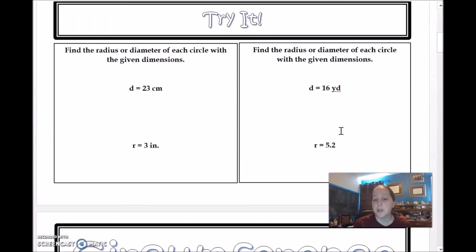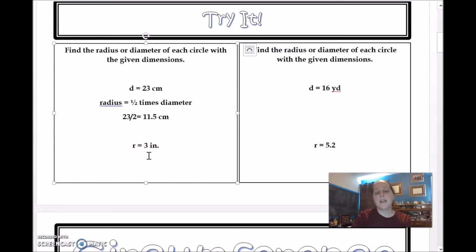All right, now that you've had a chance to try out the try it problems, let's go over the answers together. For these 4, you're finding either the radius or the diameter, depending on which one they've given you. You want to find the opposite. For the first one, they gave us a diameter, and we want to find the radius. So radius is 1/2 times the diameter, or basically the diameter divided by 2. So I'm going to take 23 divided by 2, which equals 11.5 centimeters.